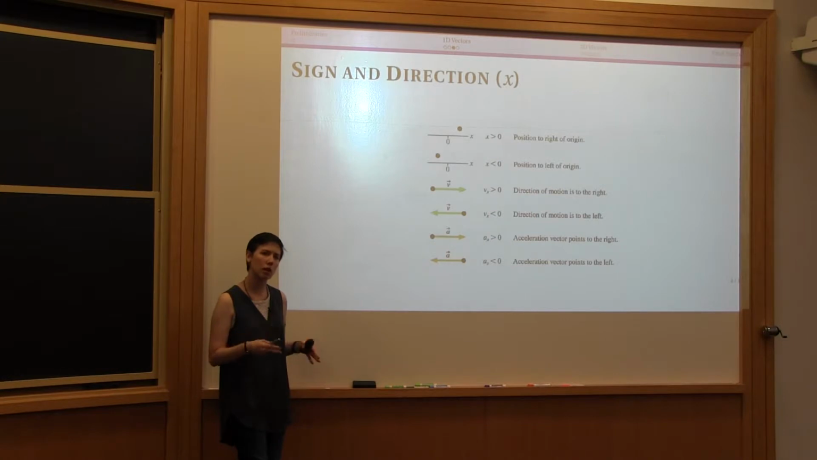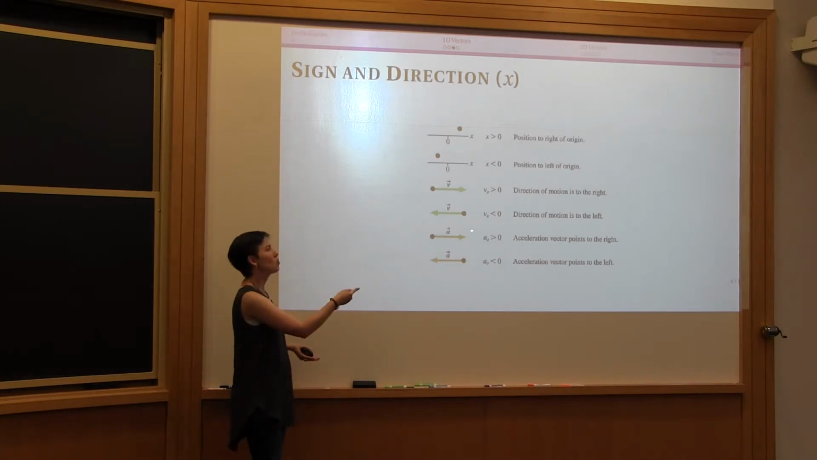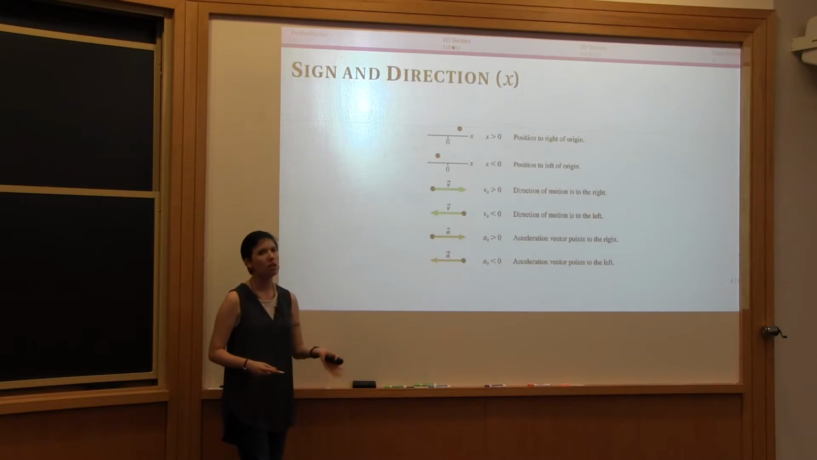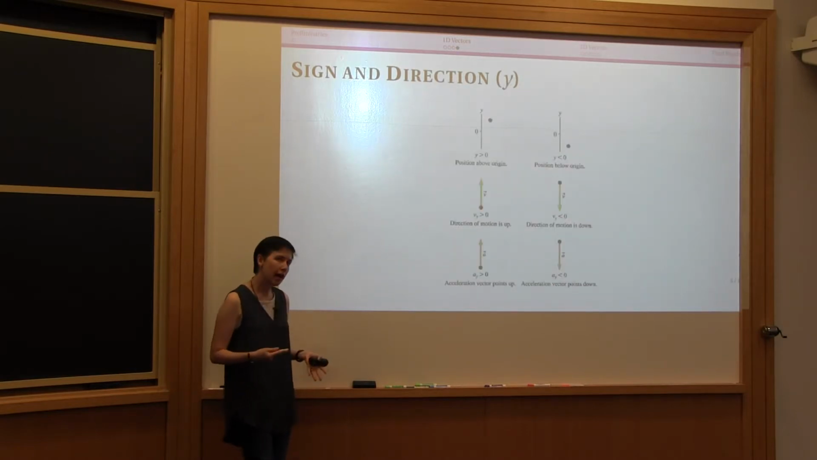This is one place where a lot of students struggle because they assume that speeding up means positive acceleration and that slowing down means negative acceleration. That isn't actually how we're going to be dealing with it quantitatively. To the right is positive and to the left is negative. And in later videos, we will talk more about how you actually calculate and work with those acceleration vectors. So those were the x directions.